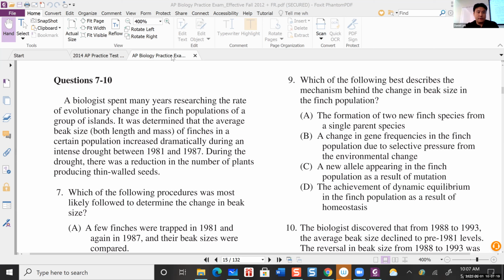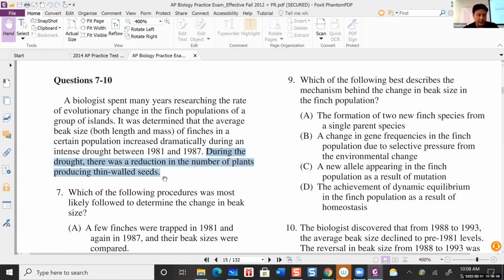Okay, you should be done reading, so let's take a look at this. A biologist spent many years researching the rate of evolutionary change in finch populations. If you know this is evolution, think about what causes evolution: changing allele frequency, mutation, natural selection, gene flow, genetic drift, sexual selection. It was determined that the average beak size of finches in a certain population increased dramatically during an intense drought. That makes sense because during a drought there are more seeds that are hard coated, and a reduction in the number of plants with thin-walled seeds.